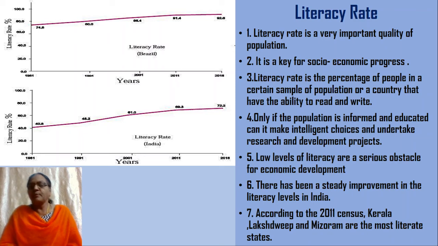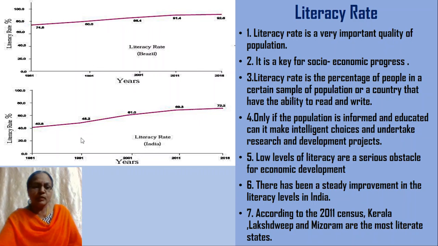Now, the next we are going to deal with is literacy rate. Literacy rate is also a very important quality of population. It's key to the socio-economic progress. Now, what is literacy then? Literacy refers to the ability of a person to read and write. And hence we find literacy rate is a percentage of people in a certain sample of population or a country that have the ability to read and write. Let us look at the line graph of Brazil and India. Now, if you observe, right from 1961 up to 2016, we find there has been a steady increase in literacy rate of Brazil.